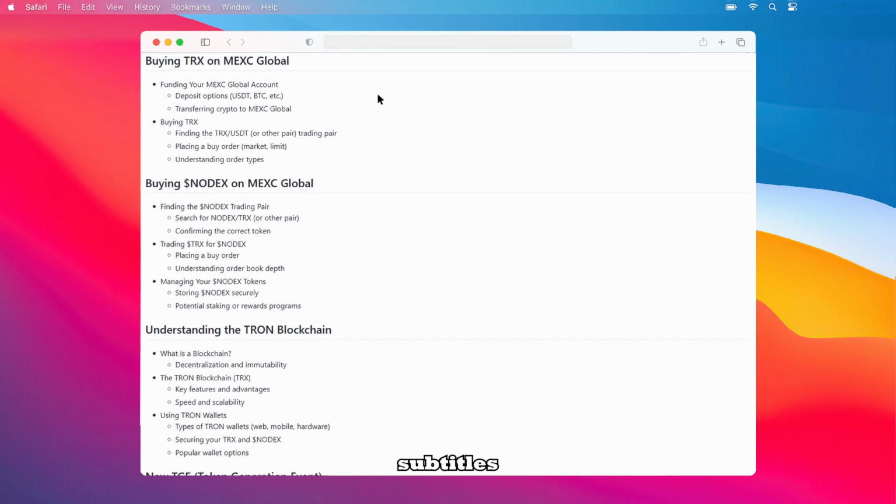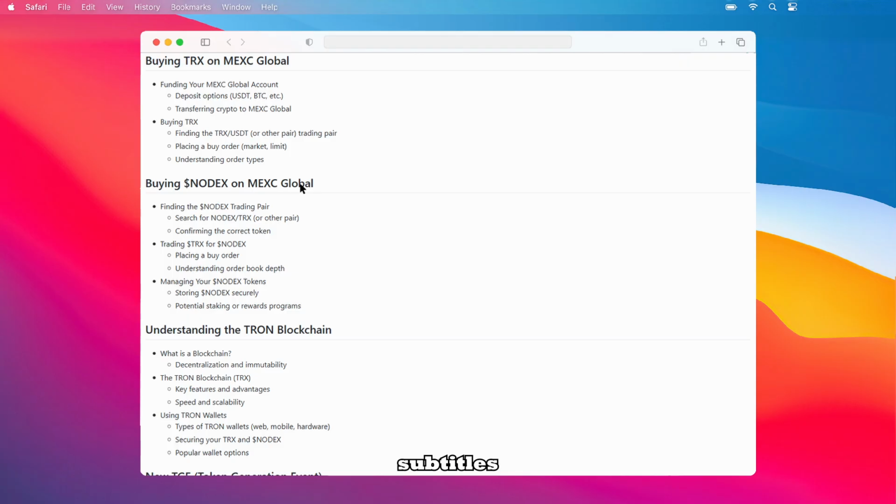the different order types. Then we can finally purchase $NODEX. We'll guide you through finding the NODEX trading pair, like NODEX/TRX, making sure you've identified the correct token. We'll then cover trading TRX for NODEX, placing a buy order, and understanding the order book depth.